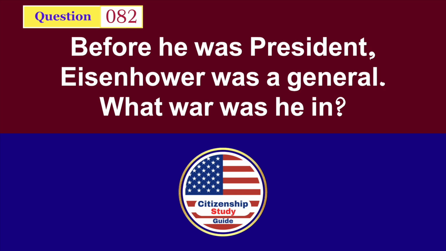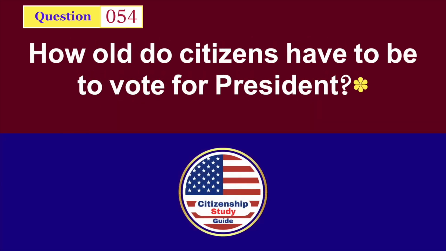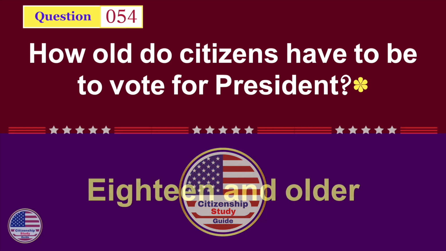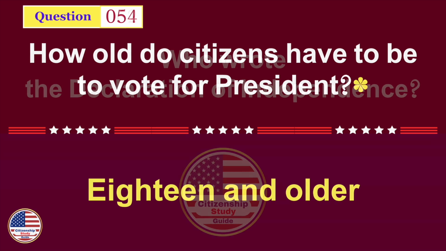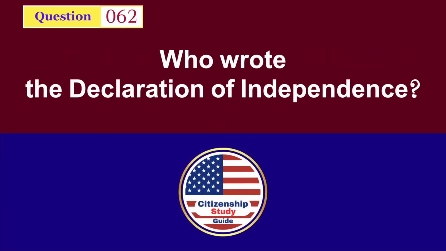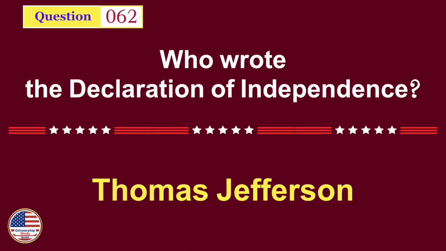Before he was president, Eisenhower was a general. What war was he in? World War II. How old do citizens have to be to vote for president? 18 and older. Who wrote the Declaration of Independence? Thomas Jefferson.